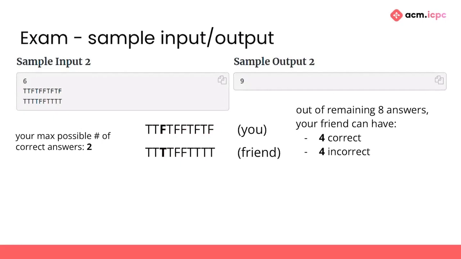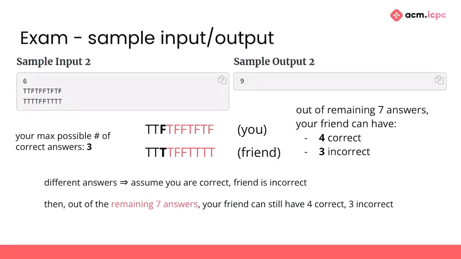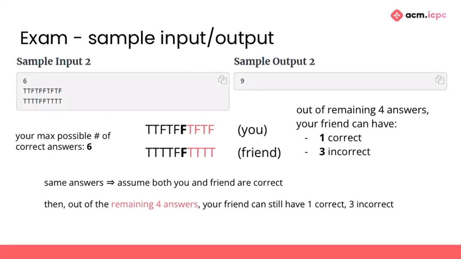And now, on the third letter, we see that you and your friend got different answers. And once again, we're able to assume the best case scenario where you are correct and your friend is incorrect, because on the right-hand side, we say that there are some correct and incorrect answers remaining. So here, we make the best assumption and we consider, again, the remaining 7 answers. Your friend can still have 4 correct answers and 3 incorrect answers. So we just keep doing this for the next few letters.